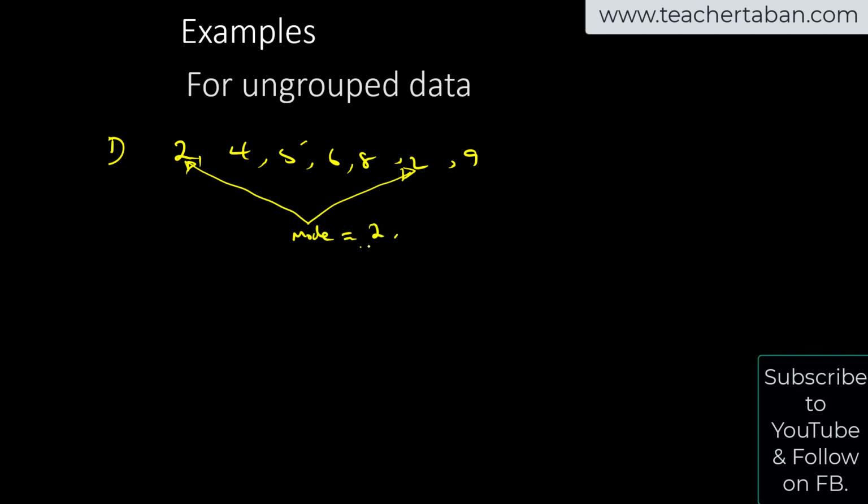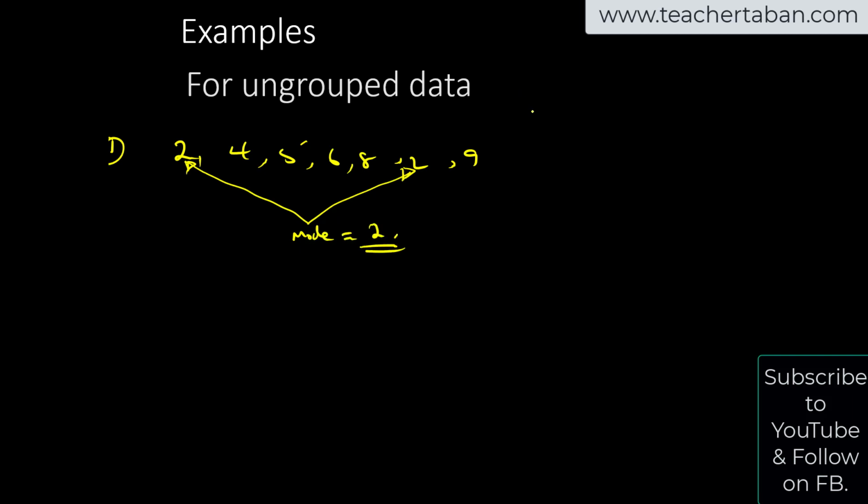So let's have examples. We have ungrouped data here, and we're supposed to get the mode. Example number one, we can say that we have, for example, 2, 4, 5, 6, 8, 2, 9. Calculate or determine the mode. In this case, we can see that there is one number that appears most, and that is a 2. It is appearing 2 times. So we can simply say that the mode is equal to 2.